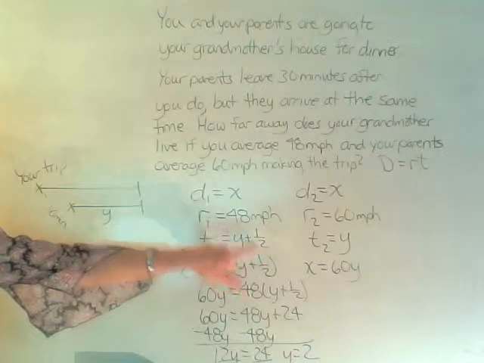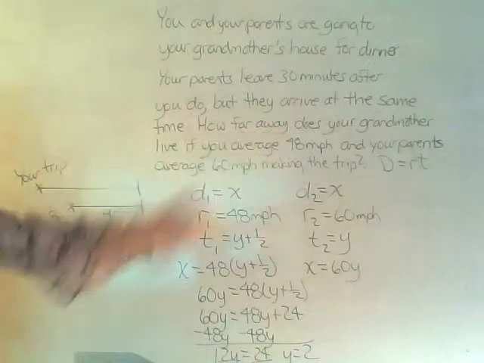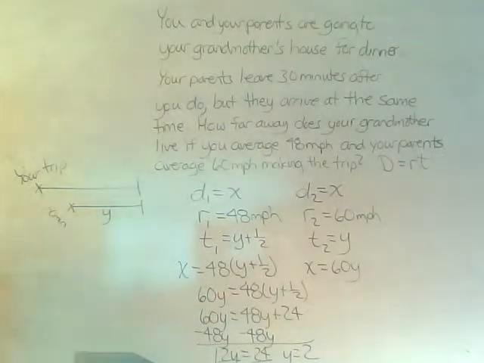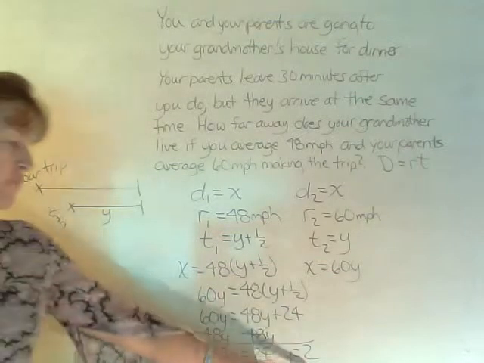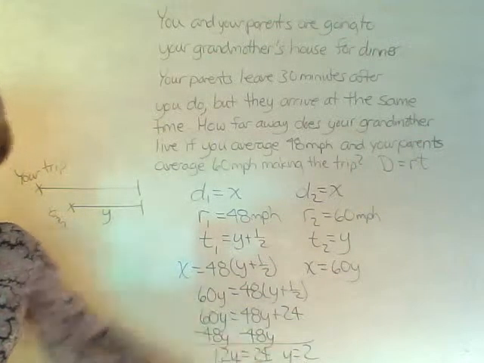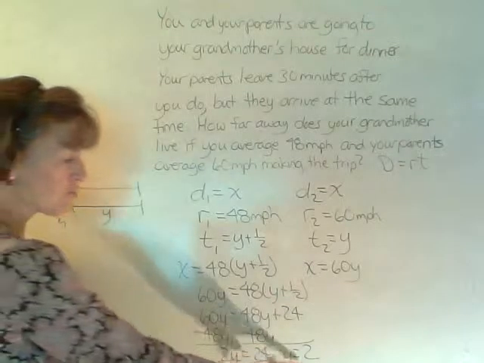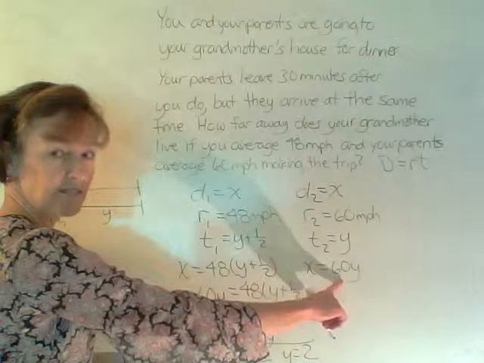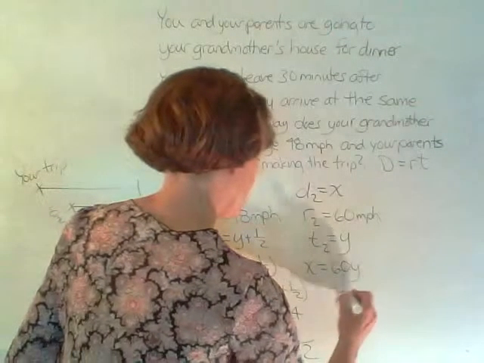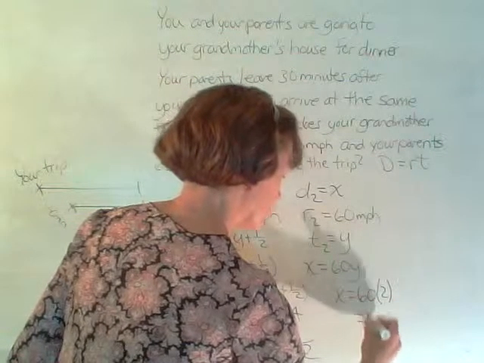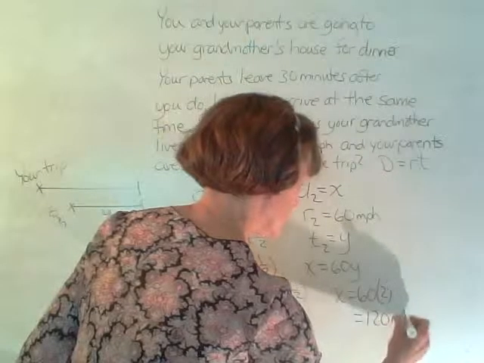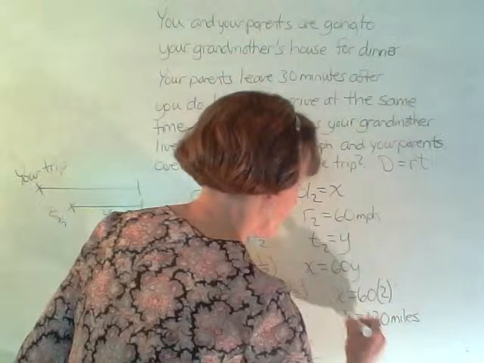Well, let's see what the question is. The question is, how far away does your grandmother live? Well, that's the distance, that's x. So we found y. To answer the question, we're going to have to find x. So I'm going to put y into this equation. So x equals 60 times 2. That means that the grandmother lives 120 miles away.